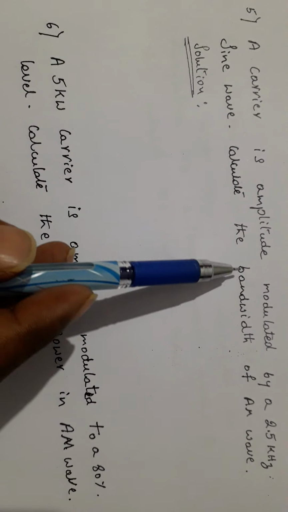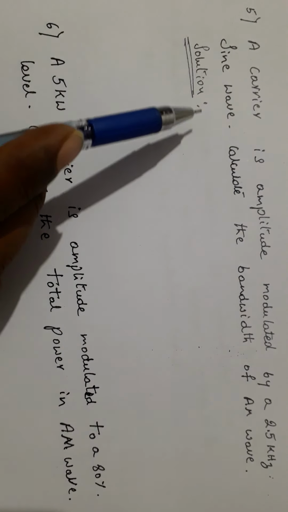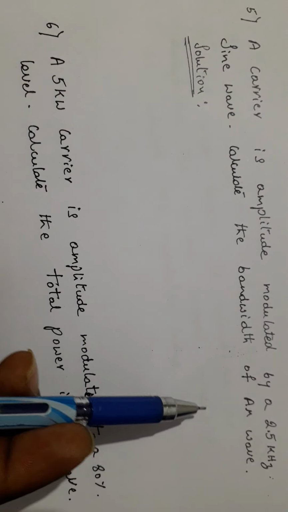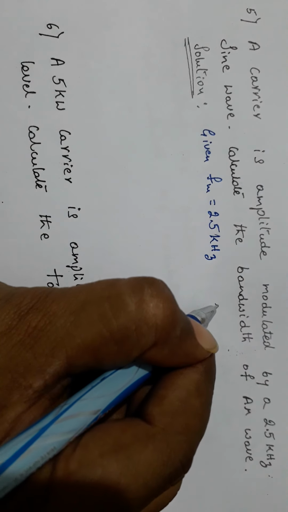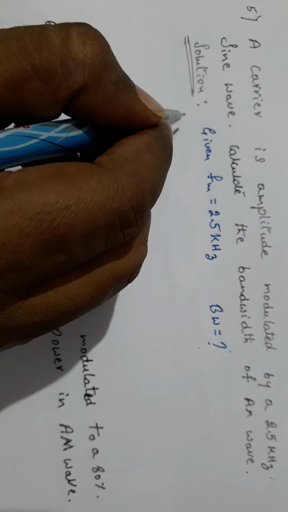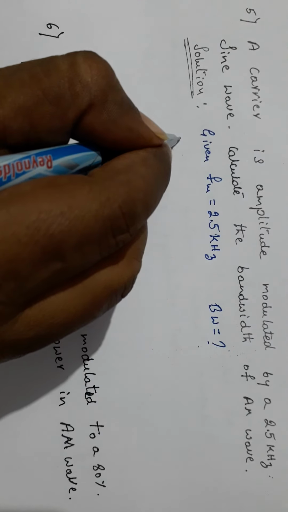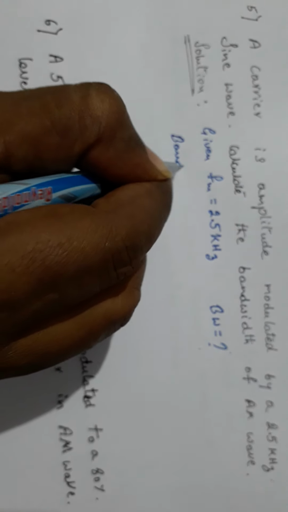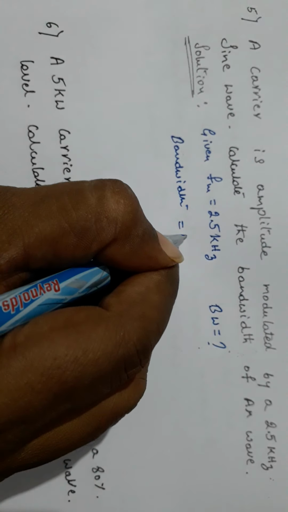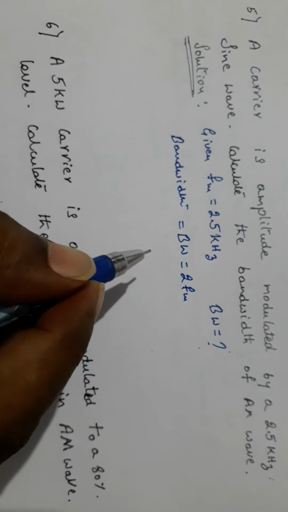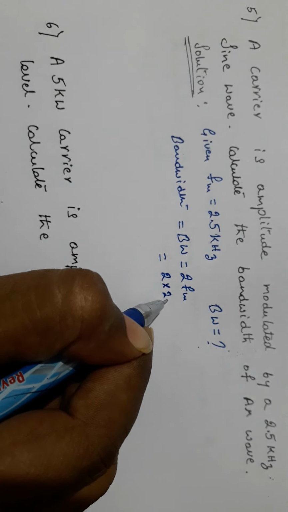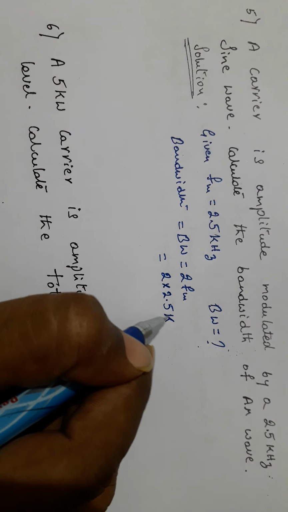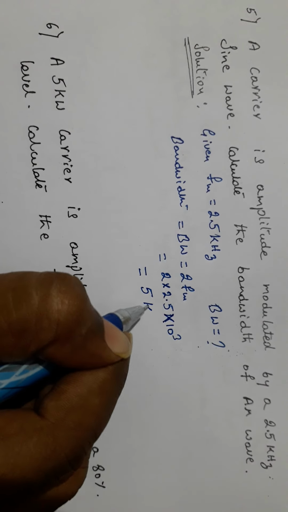Next problem. A carrier is amplitude modulated by a 2.5 kilohertz sine wave. Calculate the bandwidth of the AM wave. Solution. Given FM equals 2.5 kilohertz, we must calculate the bandwidth. In amplitude modulation, the bandwidth is 2 FM. That equals 2 times 2.5 kilohertz, that equals 5 kilohertz.